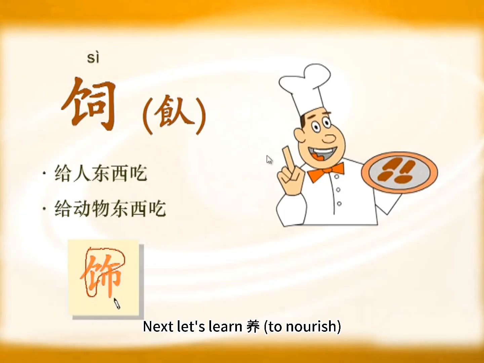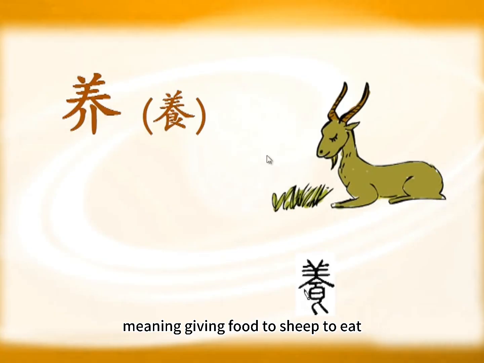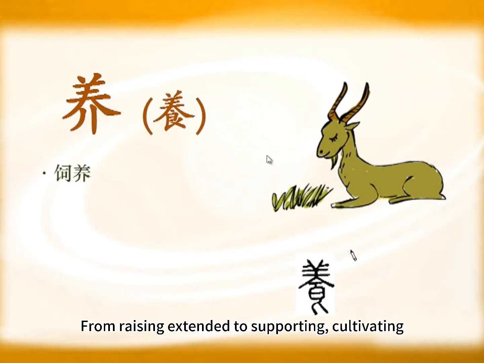Next let's learn 养, to nourish. 养 is simplified in modern form, so we can't see its relation to 父食. But its traditional form. Let's look. Top is 羊. Bottom is 父食, meaning giving food to sheep to eat. Feeding animals, meaning raising with food. So the original meaning of 养 is to raise. From raising extended to supporting, cultivating.